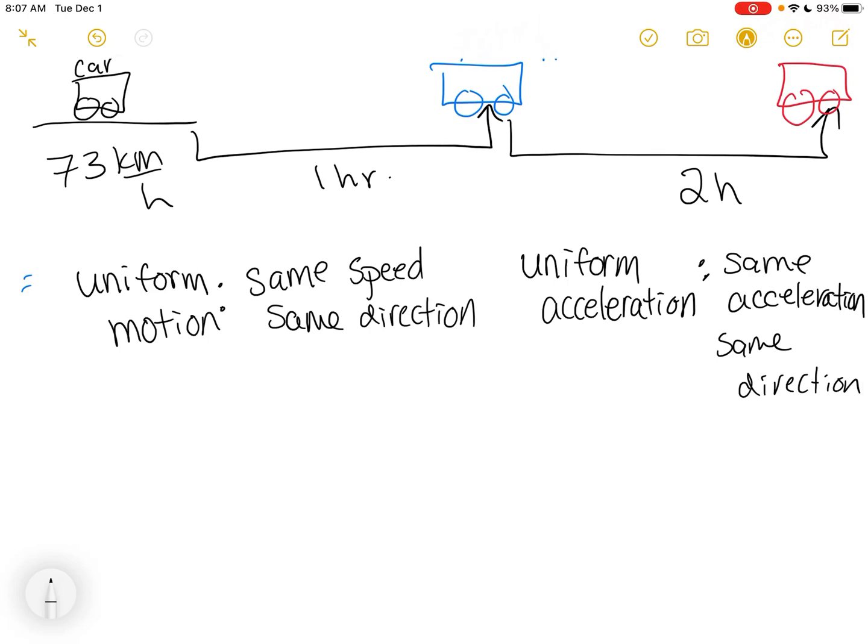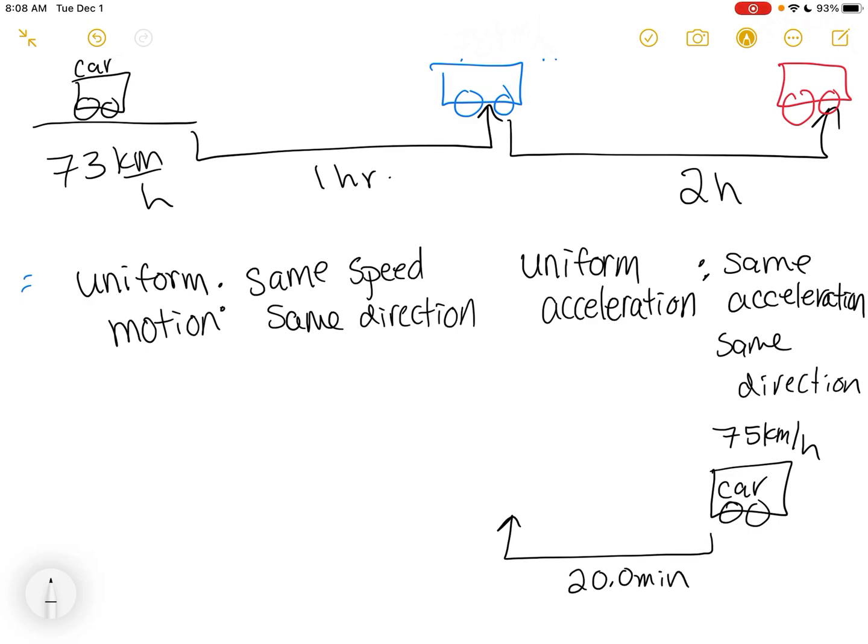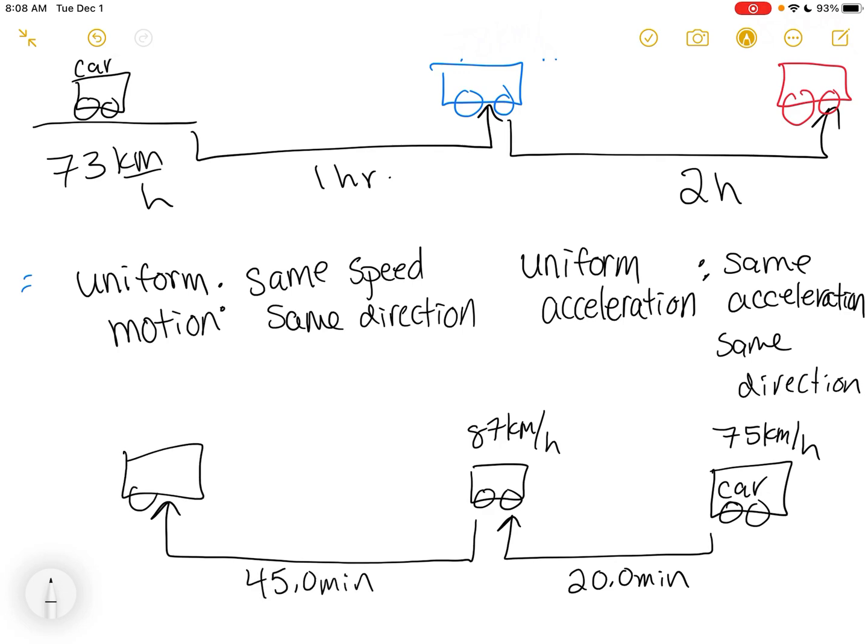Okay, so we're going to do another example. It's going to be another car. Aren't my cars beautiful? So this car is originally going 75 kilometers per hour. And after 20 minutes, the car is then going 87 kilometers per hour. And then after another 45 minutes, our car is then going 114 kilometers per hour. And the car is traveling west the whole time.